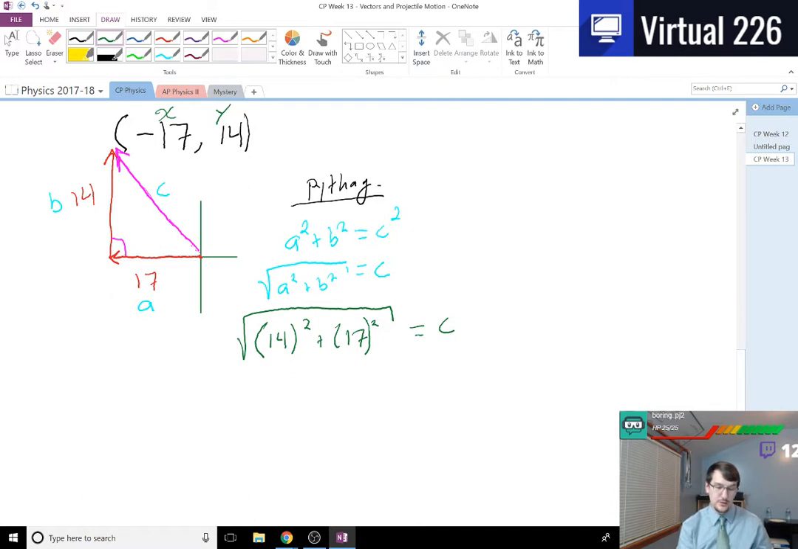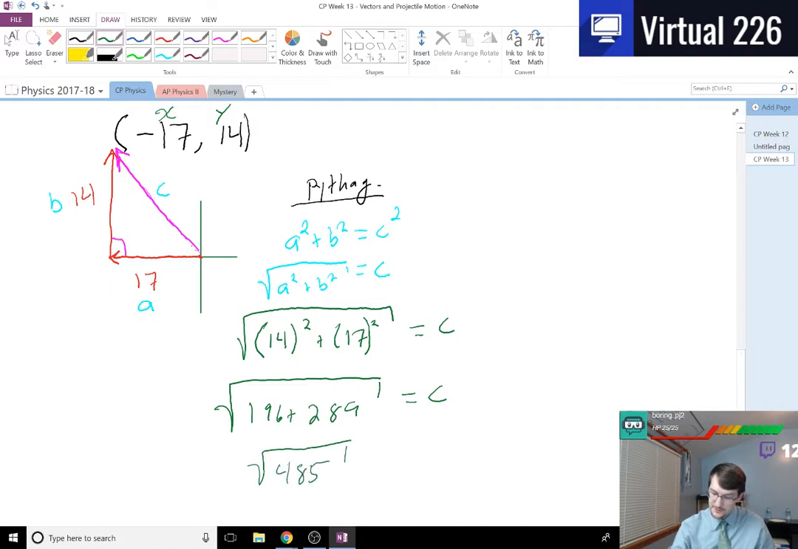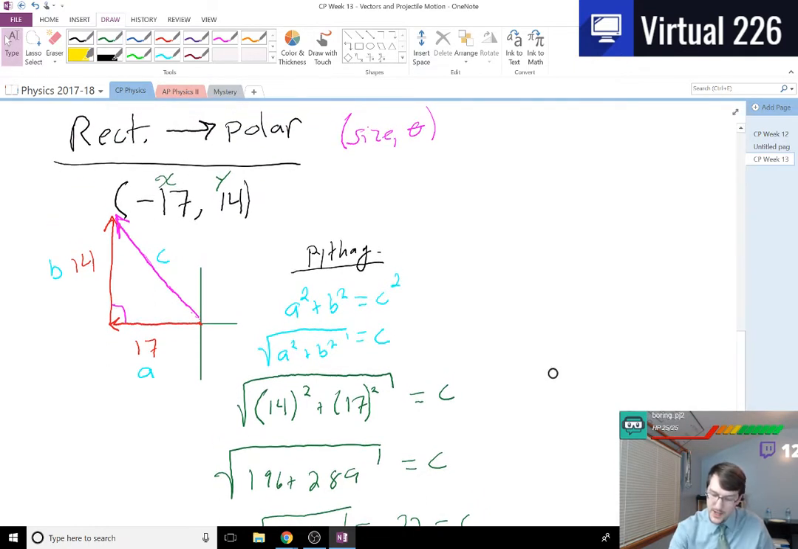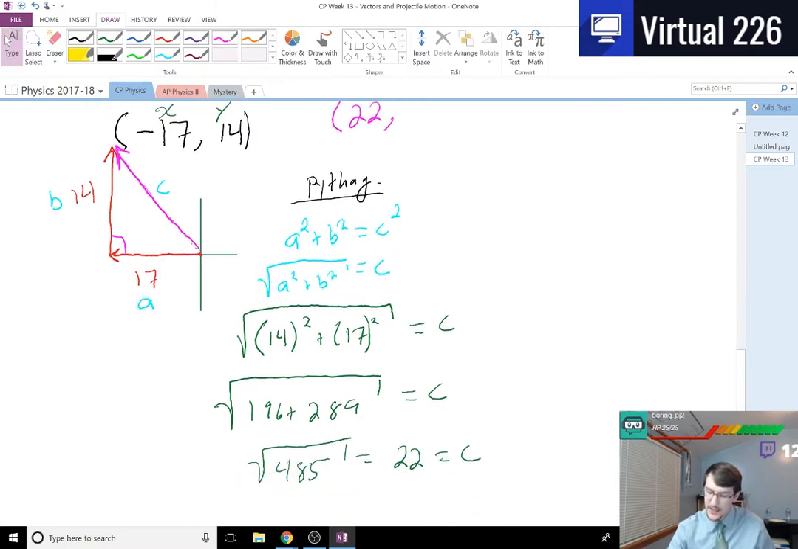Whenever I do this on my calculator real quick, I throw in 14 squared, I get 196, 17 squared, 289, so the square root of 196 plus 289 equals my hypotenuse. 289 plus 196 equals the root of 485, which is 22. That equals C. So for my polar notation, my size for it is 22. Now I just need to get an angle.